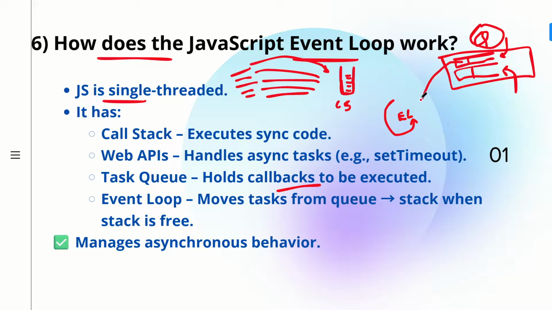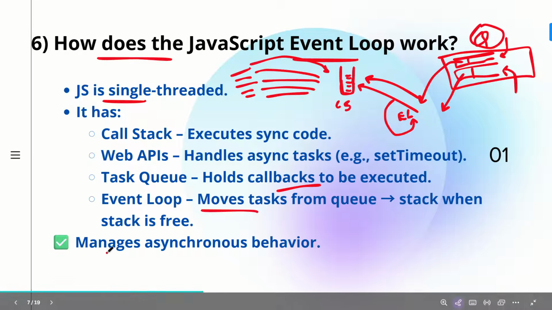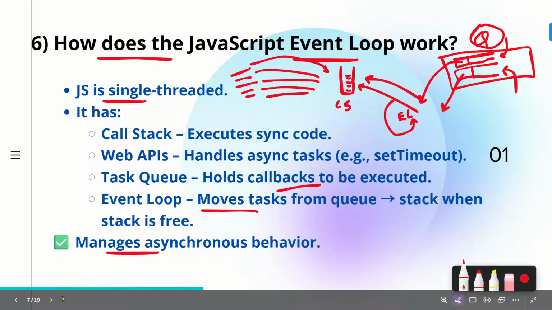In case it sees that yes, there is a promise which has to be executed, it will go and put that function in the call stack, and then that code will get executed. Then again it will check is there anything of priority. If there is no priority, then it will check the macro task queue, is there any setTimeout, setInterval to be done. In case there is, then it is going to put it in the call stack. So this is how the event loop works. It is helpful for moving the tasks from the queue to the stack when the stack is free, and it is helpful for managing the asynchronous behavior.